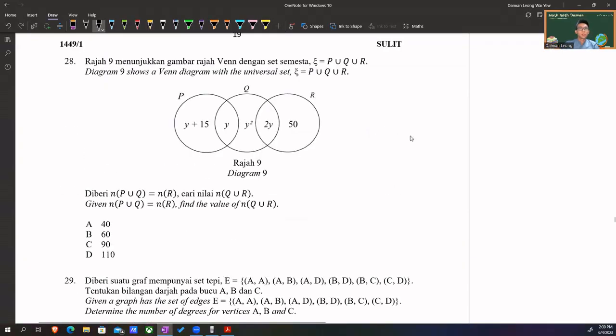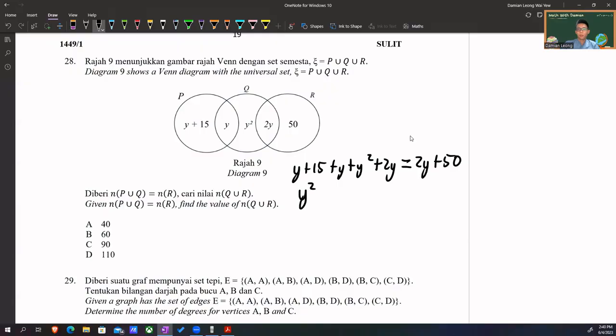Question 28. Given n(P union Q) equals n(R), find the value of n(Q union R). n(P union Q), P union Q means all this, equals n(R). So y plus 15 plus y squared plus 2y equals n(R), which is 2y plus 15.